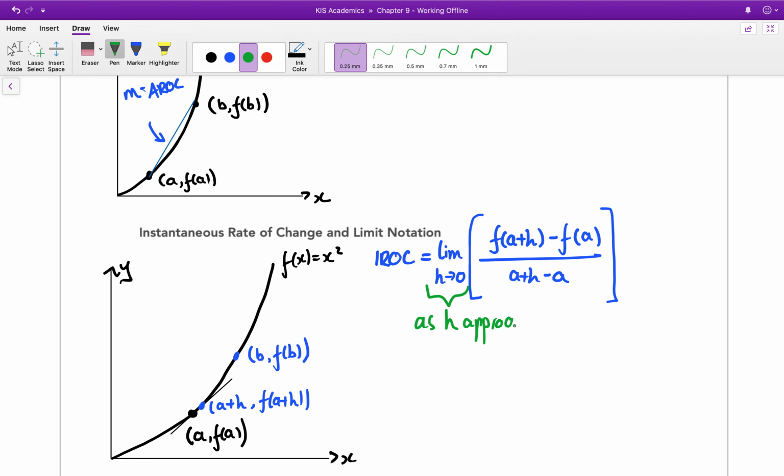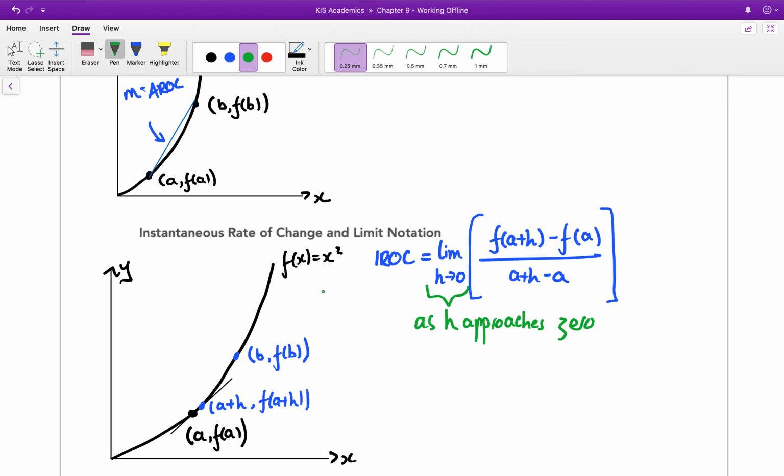As h approaches 0. Because when h is equal to 0, there is no difference between these 2 points, meaning that our average rate of change between the 2 points is going to be the gradient at our point x equals a.